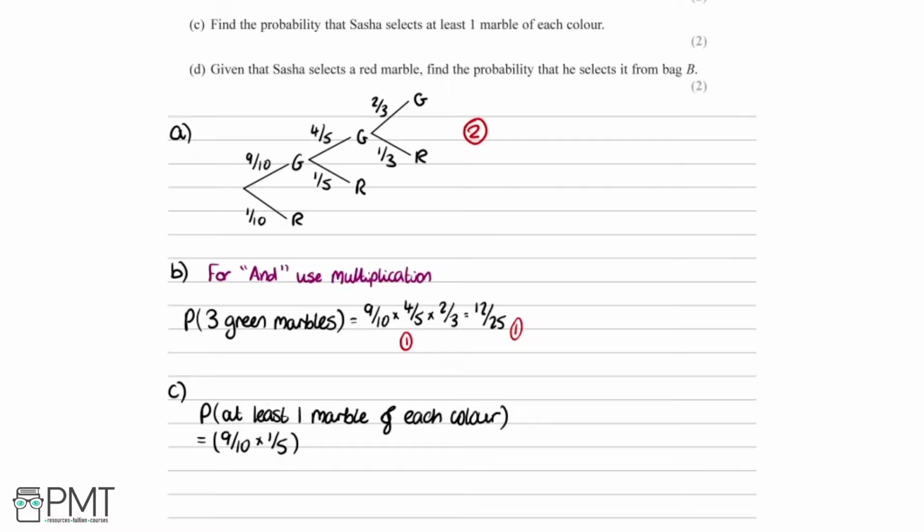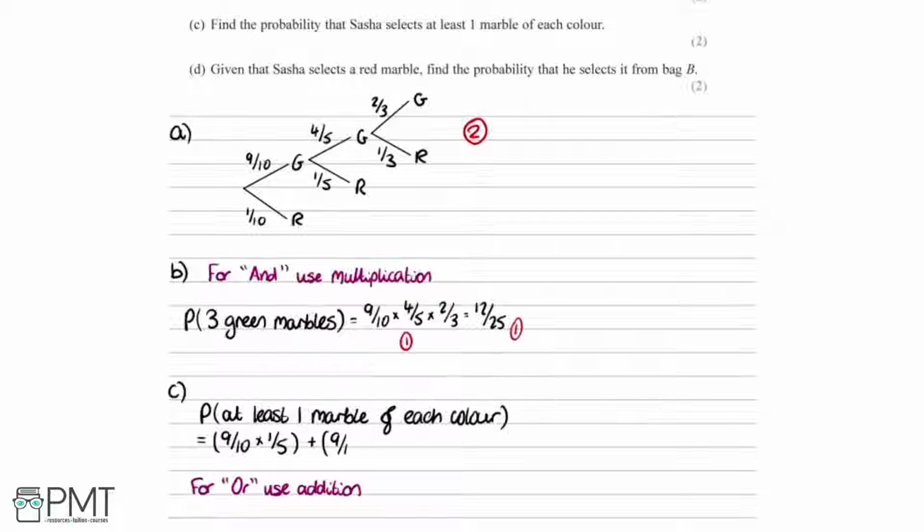However, that's not the only possibility. What could happen is he chooses green, and then red, and that will still satisfy the condition that there's at least 1 marble of each colour. So what we're going to do is add to this, because for or we use addition. So it could be this, or it could be this. So we're going to add, and then we're going to multiply these together because it's and.